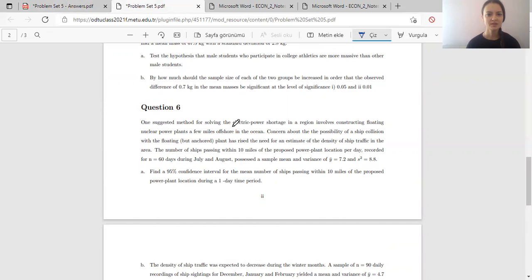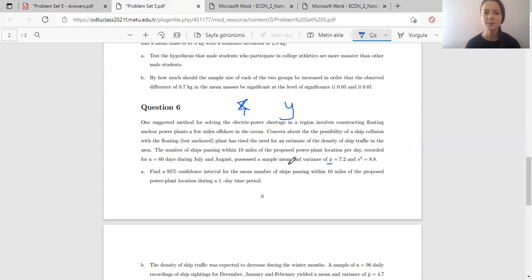About question 6. Okay, we are thinking about the possibility of a ship collision. We're dealing with ship traffic. Okay, number of ships passing the internal program sample. Okay, we are dealing with number of ships. This is our random variable here. The number of ships is x. Y, let's say y, because it is y in the question.